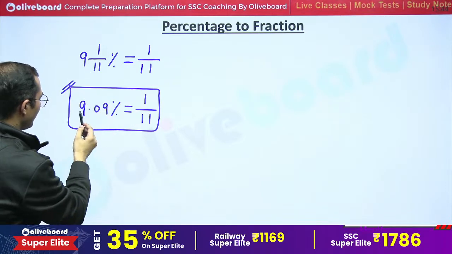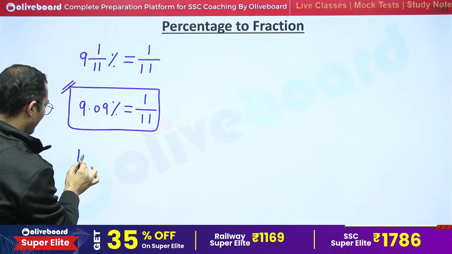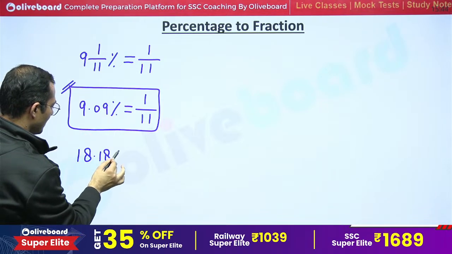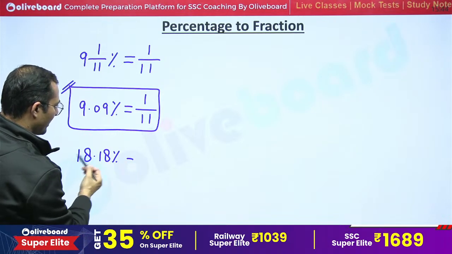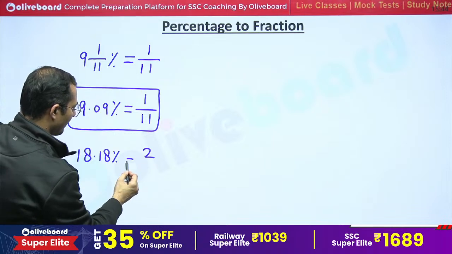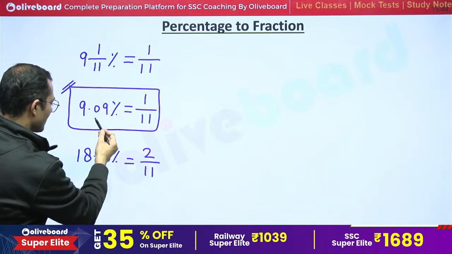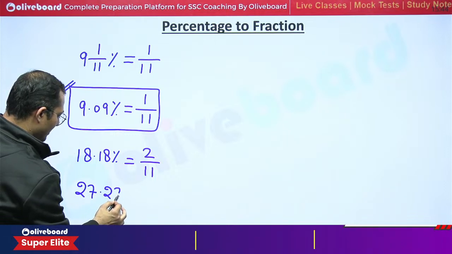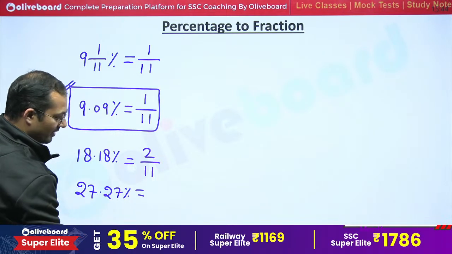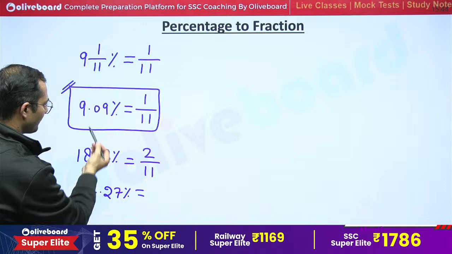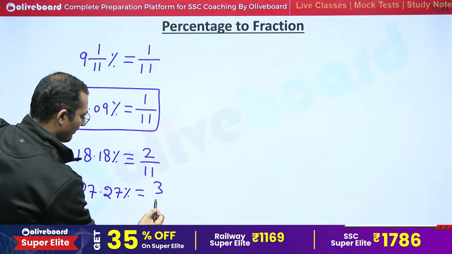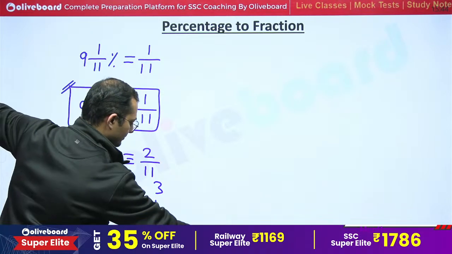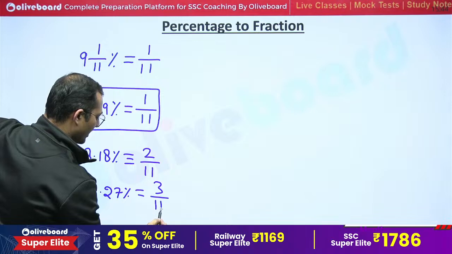Okay, so if I get a number like 18.18, what is the value of 18.18? This is equal to what? 2 by 11, right? 2 by 11, because it is 2 times. If I got the number 27.27, tell me what would be the fraction value of this? This is 3 times of this, so we can write it 3 by 11, right? Yes. So this would be equal to 3 by 11.